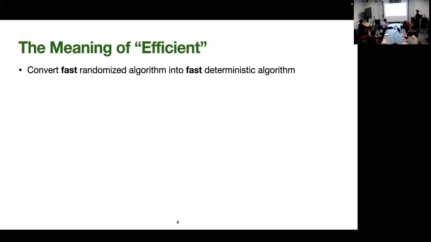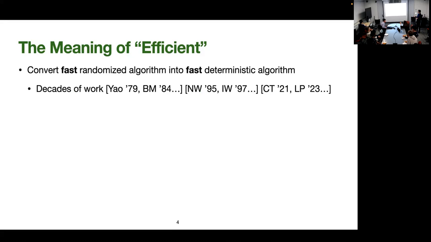There are two really well-studied definitions of efficient that are relevant for this talk. The first is the goal of converting fast randomized algorithms into fast deterministic ones. This is a very well-studied problem. There have been pretty much decades of work at this point, just citing some of the literally hundreds of papers on this. And the central lens at this point that people usually use to think about this problem is this technique called hardness to randomness, which will come up a lot in the remainder of this talk.